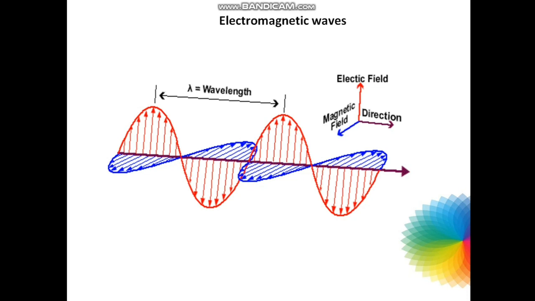So what is this wavelength? Wavelength is the distance between two crests or the distance between two troughs. Frequency is the number of waves passing per unit time, usually in seconds. The unit for wavelength is nanometer, Angstrom, or micron. The unit for frequency is per second, or hertz.